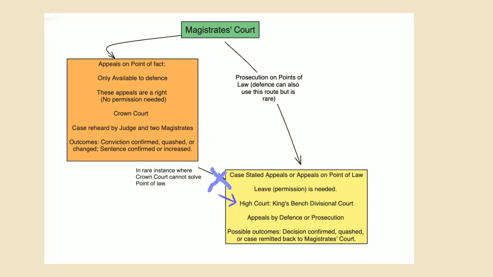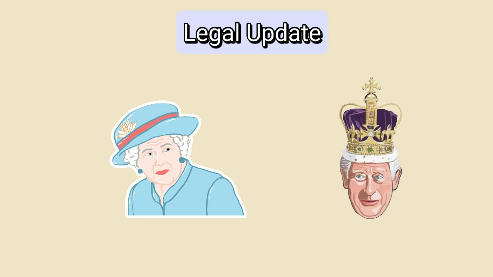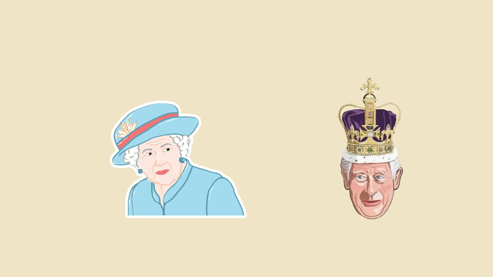The High Court may confirm the original decision, quash or overturn it, or remit the case back to the Magistrates Court for further consideration. Please note that from the 2025 sitting onwards, OCR will expect you to be aware the Queen's Bench Divisional Court is now called the King's Bench Divisional Court following the death of Queen Elizabeth II. However, many textbooks, notes, and mark schemes will still refer to the old name, which would have been correct at the time of writing.